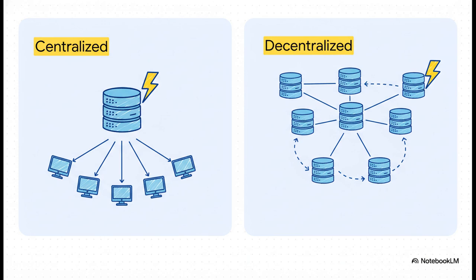And finally, let's talk about where the database actually lives. With a centralized database, all the data is stored in one single physical location. This is generally easier to manage and keep secure, but it's also a single point of failure. If that one server goes down, everything stops. The alternative is a decentralized or distributed database, which spreads the data across many different computers. This is way more reliable, but it's also more complex and expensive to set up.